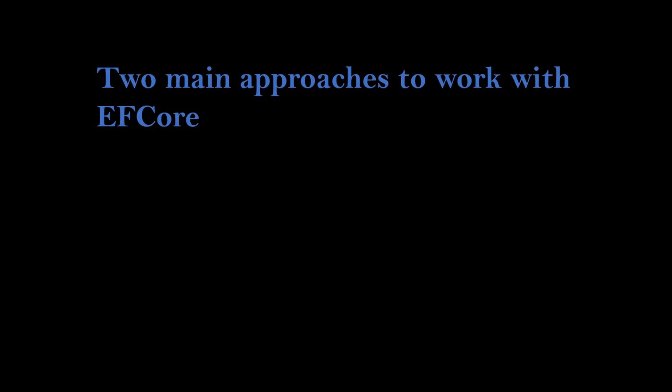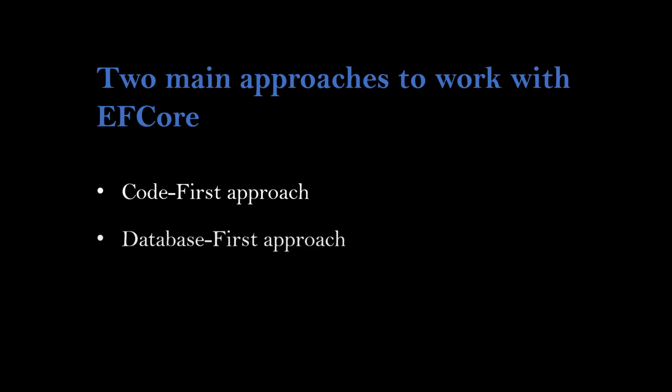There are two main approaches to work with Entity Framework Core. First approach is code first approach. In this approach, we create our classes and other things first. Then using Entity Framework Core, we create database schema. And the other approach is database first approach. In this approach, we first create database schema. Then using that schema, we create our classes and other things. In our application, we are going to choose code first approach.